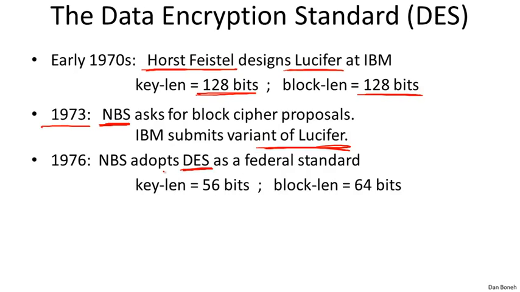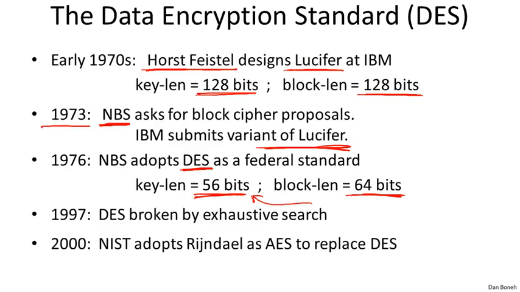For DES, it's interesting that the key length was far reduced from Lucifer. It's only 56 bits, and the block length was also reduced to 64 bits. These decisions, especially the decision to reduce the key length, are the Achilles heel of DES and were a source of many complaints over its life. In particular, already back in 1997, DES was broken by exhaustive search, meaning that a machine was able to search through all 2 to the 56 possible keys to recover a particular challenge key. We're going to talk about exhaustive search quite a bit. It's quite an interesting question, and there are various ways to defend against it. Basically, this 1997 experiment spelled the doom of DES.